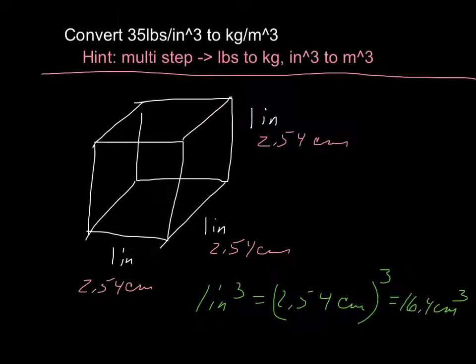And I think this is probably one of the last ones. This is kind of difficult. We've got pounds per cubic inch going to kilograms per cubic meter. Okay, so what's a cubic inch? 1 by 1 by 1, but that's the same thing as 2.54 centimeters times 2.54 centimeters times 2.54 centimeters, which is 16.4 centimeters cubed. So 1 inch cubed is equal to 16.4 centimeters cubed. Same thing, we multiplied by 1.